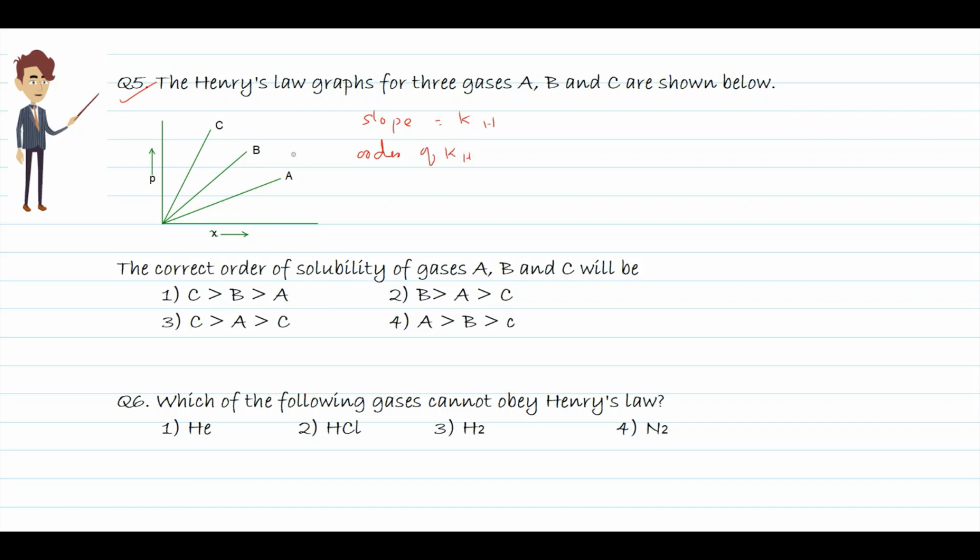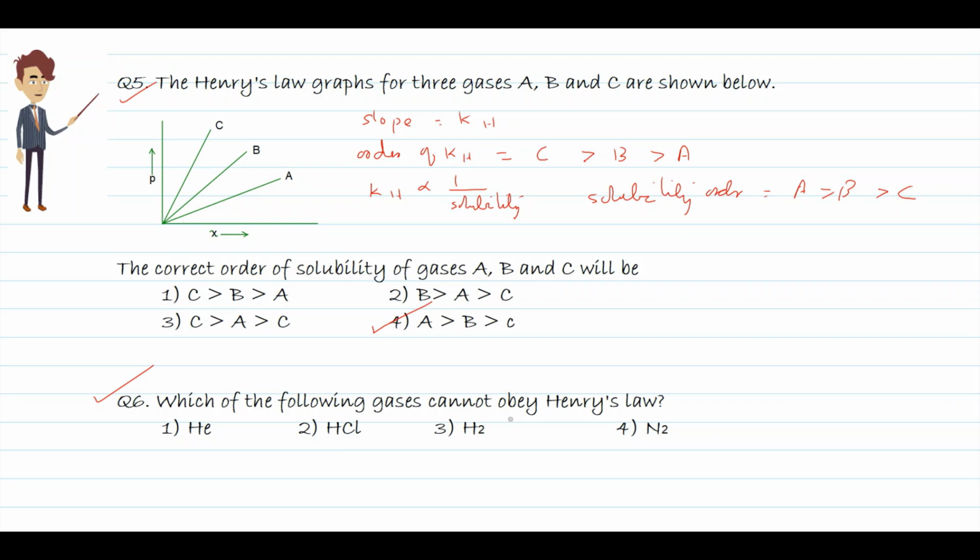When you arrange these three gases in the order of Kh value, gas C is having higher Kh than B, than A. Then we have already studied the relation between Kh and solubility. Kh is inversely proportional to solubility. Then we can write the solubility order as A greater than B greater than C. So the answer is 4.